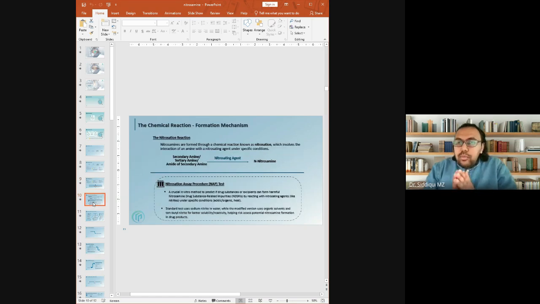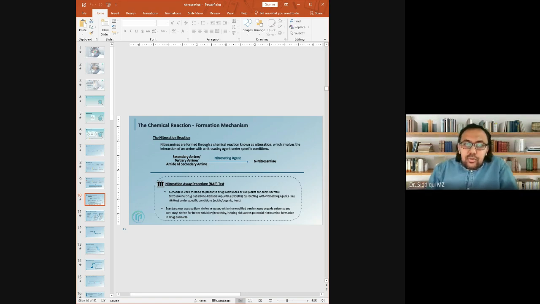So what is the formation mechanism, how are these formed, and what are the consequences of these impurities? Basically, nitrosamines are formed through a chemical reaction known as the nitrosation reaction, which involves the interaction of an amine with a nitrosating agent. The amine can be a secondary amine, tertiary amine, amide from a secondary amine, and quaternary ammonium salts are also vulnerable to nitrosating agents, and then they can produce the nitrosamine.